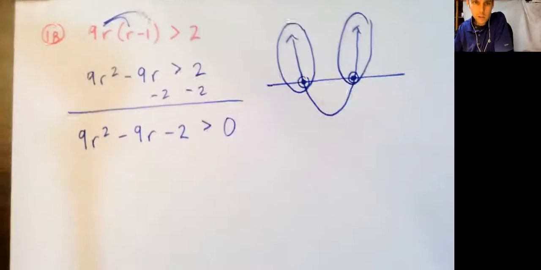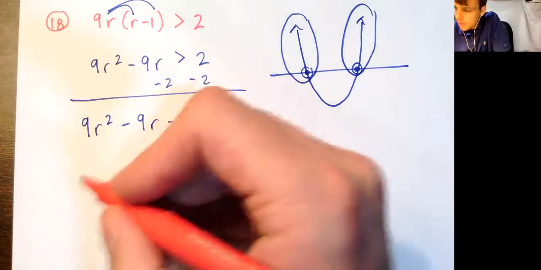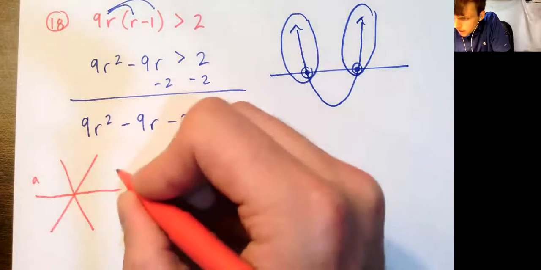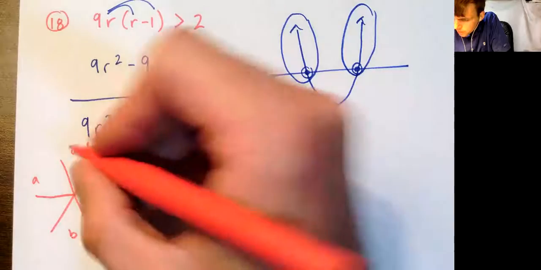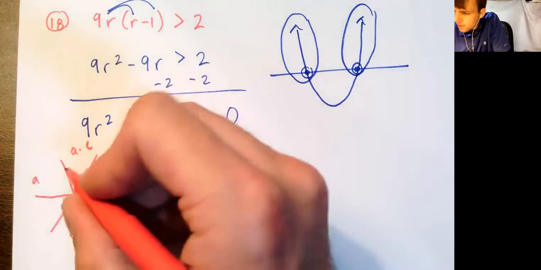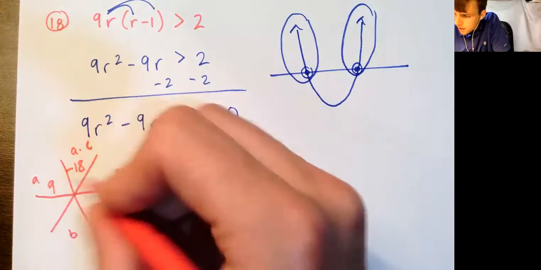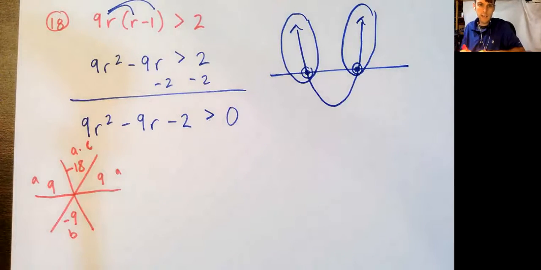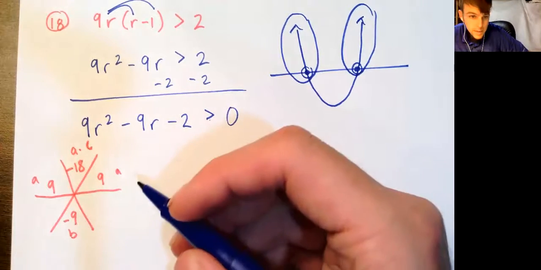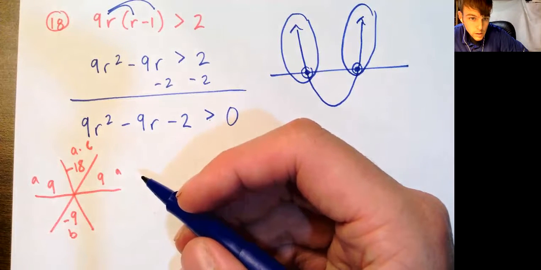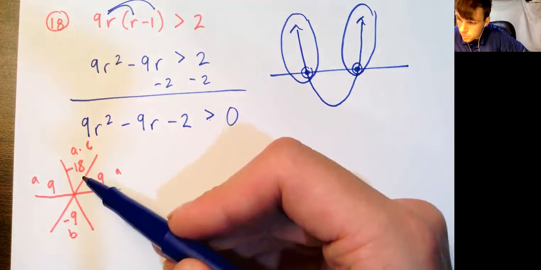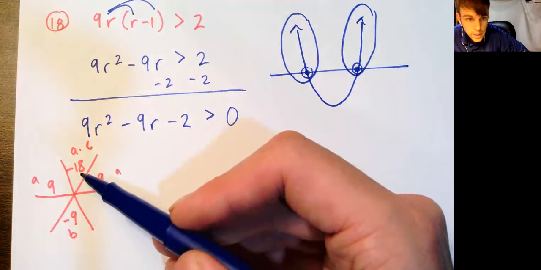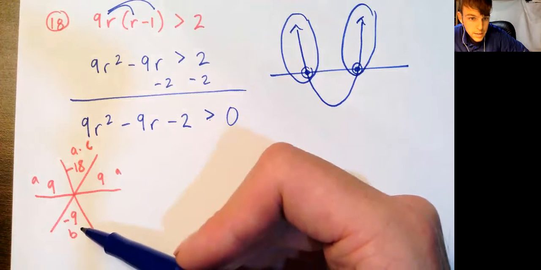I'm going to show one way to factor. So this is the A, this is the A, this is A times C, and this is B. So A times C is negative 18. A is 9, A is 9, B is negative 9. I still need two numbers that multiply to the top and add to the bottom: multiply to be negative 18 and add to be negative 9.